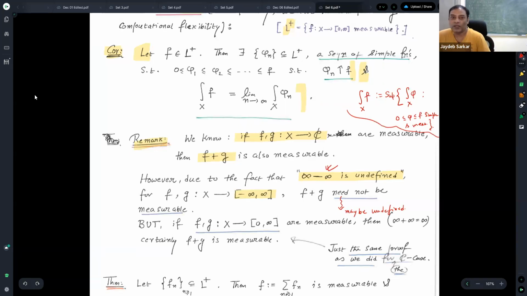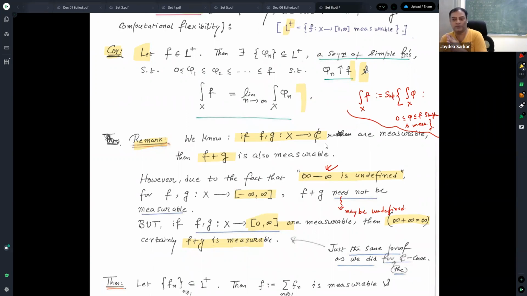However, if you look at only the half, if you look at the 0 to infinity part, not minus infinity to plus infinity, then it doesn't create any problem. So you know that infinity plus infinity is going to be plus infinity. So in this case, f plus g is measurable, and this proof is no different from the way we did it. It's just the same thing. Infinity is considered as, you just consider the neighborhood of infinity as r to infinity, where r is a real number, and that way you can do the same thing.